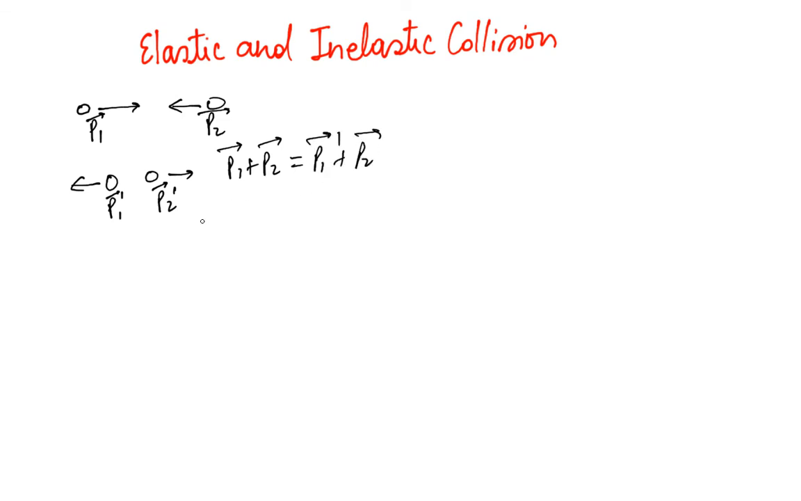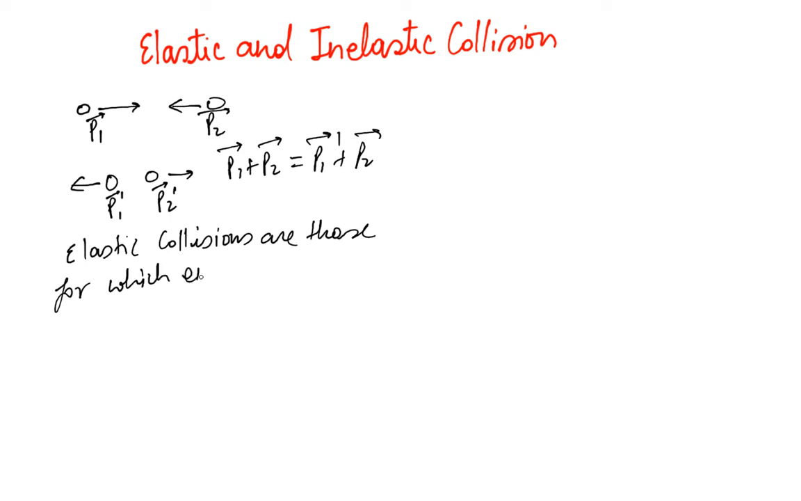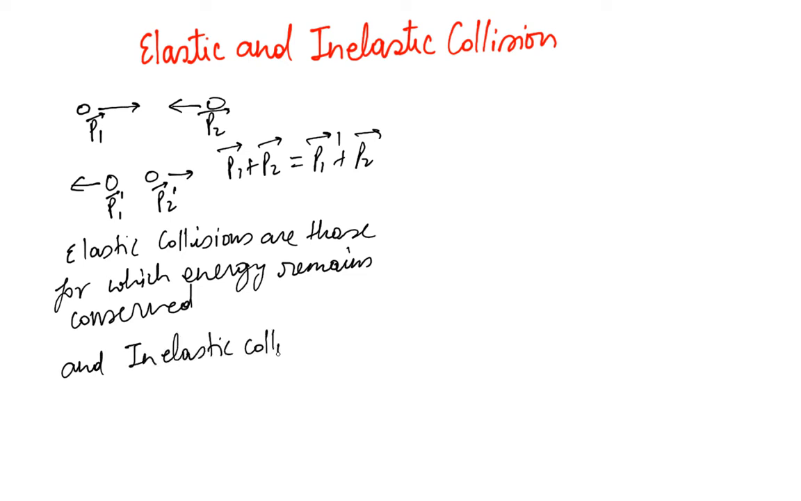So we did talk about collision, but we didn't really explain it in a deeper way. So this collision can actually be categorized in two ways: elastic and inelastic. Where elastic collisions are those for which energy remains conserved. And inelastic collisions are for those for which energy is not conserved.